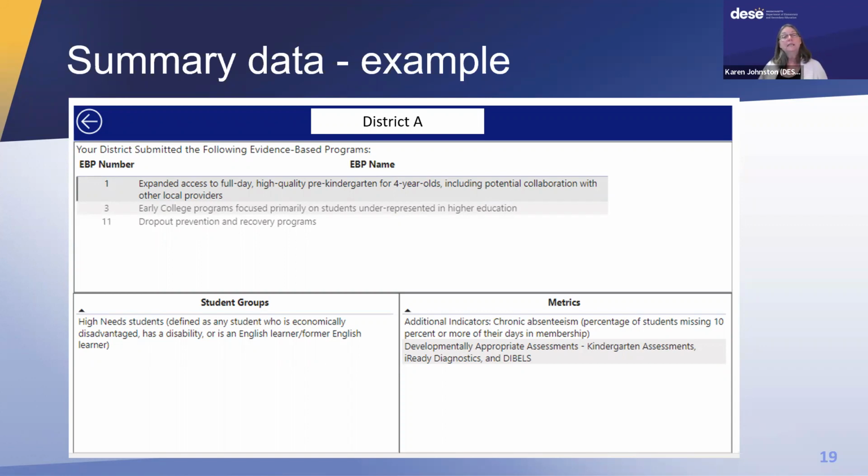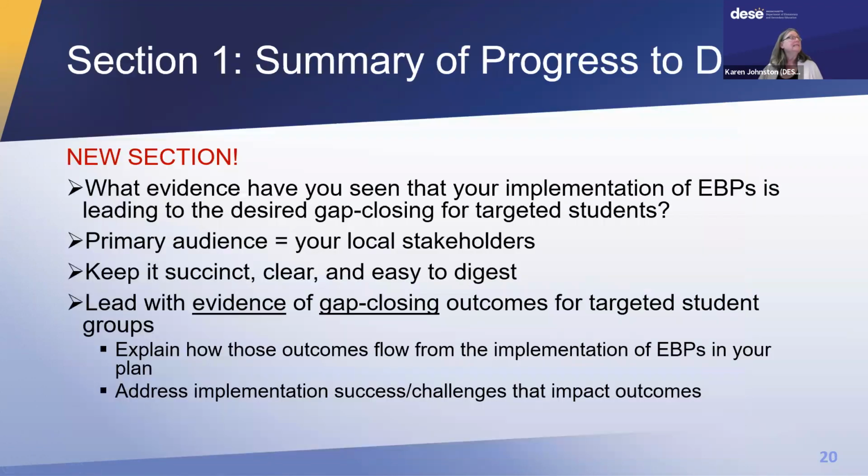And if you click on the early college program, these will change. The student groups and metrics will change to reflect the student groups that a district says they're targeting for that EBP, and the metrics. And obviously you'd expect the metrics for pre-kindergarten to be quite different from the ones that would be used for early college. And again, that's just for your information. If you're not interested in using it, you can just click the next button and get started with the first section of the progress report, which is your summary of progress to date.